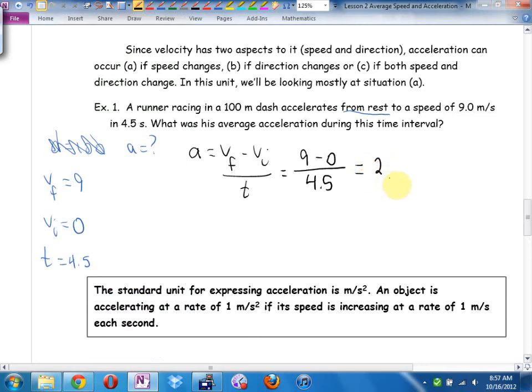Oh, hang on. How many sig figs? 2. How many sig figs? We're dividing. How many sig figs should I put in my final answer? So I'm going to go 2.0. Oh, but in the same color ink, Mr. Duke.